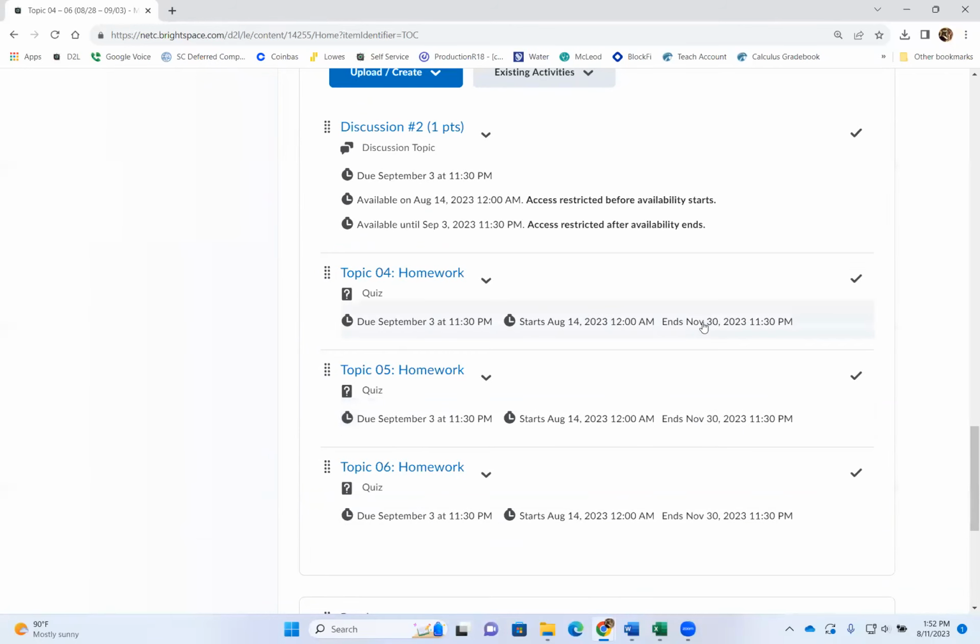Throughout the semester, if you miss some homework assignment other than the discussion, you can make up your homework at any time before the end of the semester. The last day of class is November 30th. So before the course ends at 11:30 p.m. on November 30th, please make up the homework as much as you can.